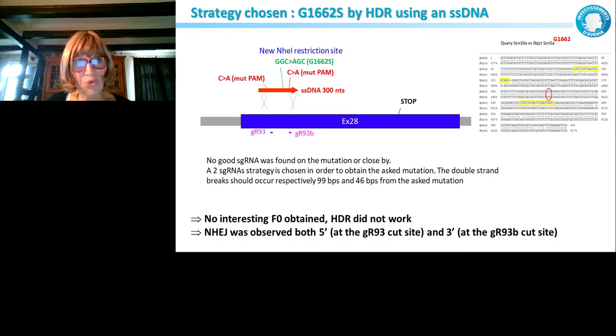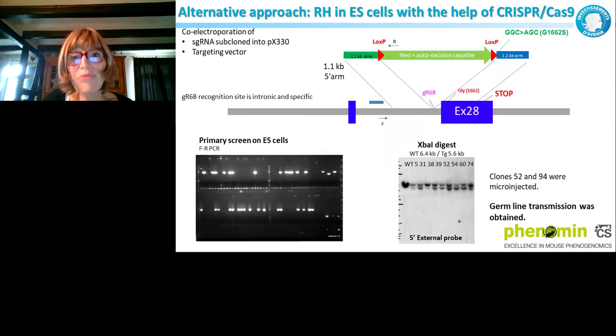Then it's pretty complicated in this case to have something that is really specific. We tried this way. Instead of introducing the mutation at the red site here, because you couldn't get a specific guide, we tried with 2 guides that were more specific to the alleles, and unfortunately we were not successful. We couldn't get the line. That's why we decided to go through ES cells.